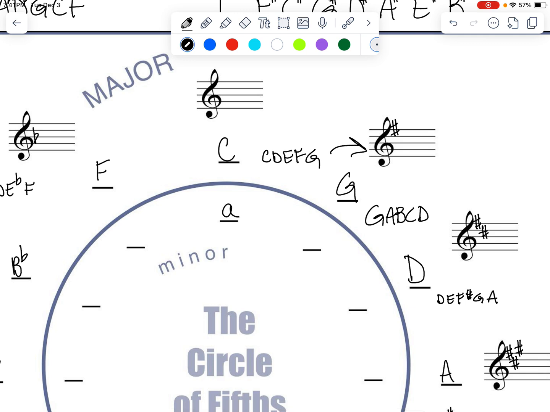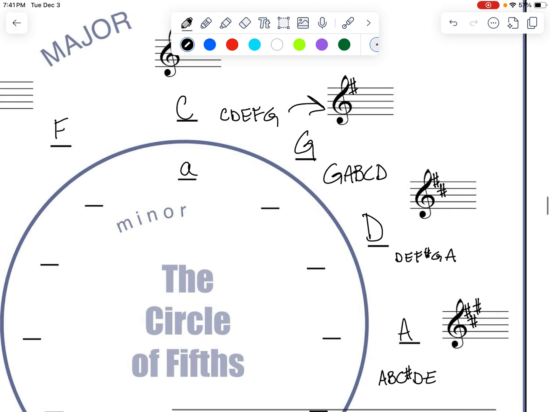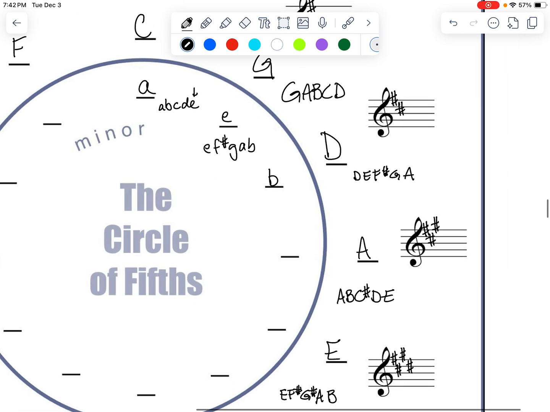And then based on the A minor scale, you just do what we did for our major keys, where we go A, B, C, D, E. Okay, so our next key, E minor. Then we go E, F sharp, G, A, B. B minor is our next one. So then we go up 5, B, C sharp, D, E, F sharp.